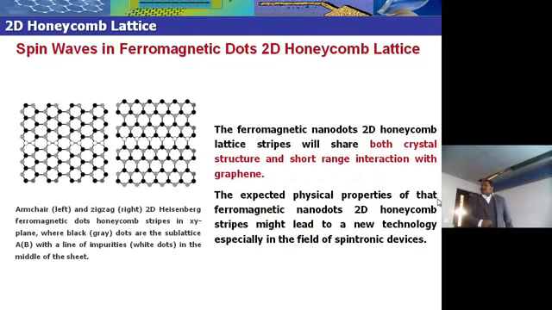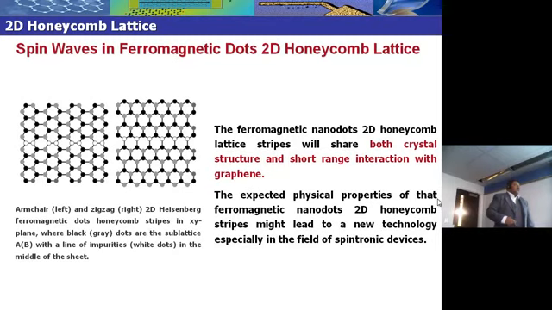In this case, we will have both the crystal structure and the short range interaction, and we expect that the properties will be very similar to graphene, which means we can lead to new technology, especially in spintronic devices, where the spin properties of electrons are used. So we began to study this system.